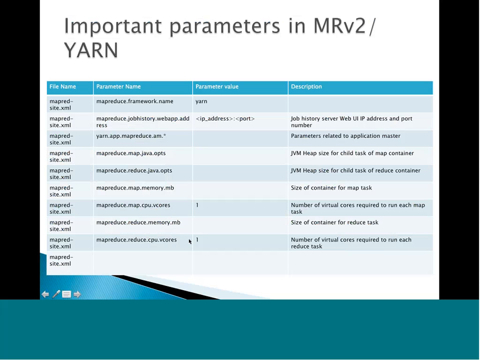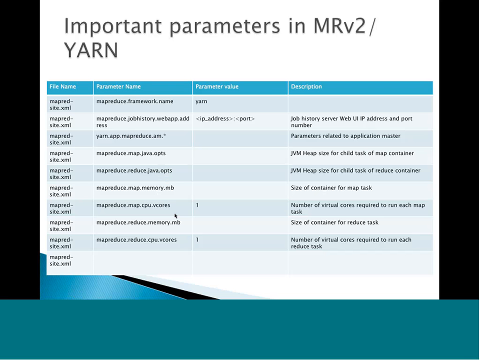Actually, there is a container and then a task in YARN. So one set of parameters is related to containers. So map.memory.mb is the container, and reduce.memory.mb is the container for reduce. And then for the task, you have map.java.opts and reduce.java.opts. And then CPU vcores are how many vcores you should give for a given map task and reduce task.